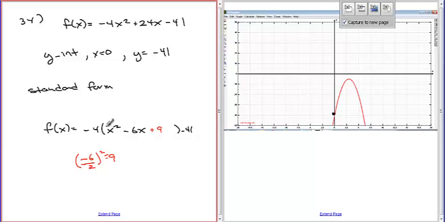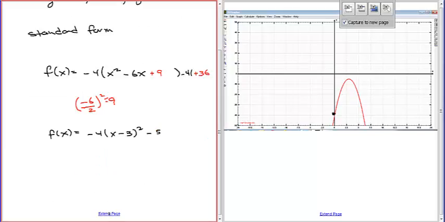And I'm adding 9 inside the parentheses, but I'm really adding negative 36. Well, I'm subtracting 36, so I have to add 36. So if we put that in standard form, you get negative 4 times x minus 3 squared. This term here in the parentheses is negative 6 divided by 2, negative 3. And then we get negative 5. Okay, so that's standard form.